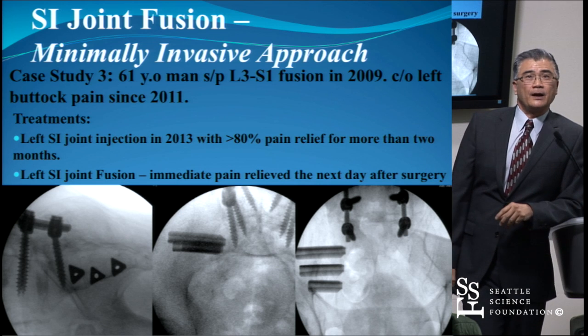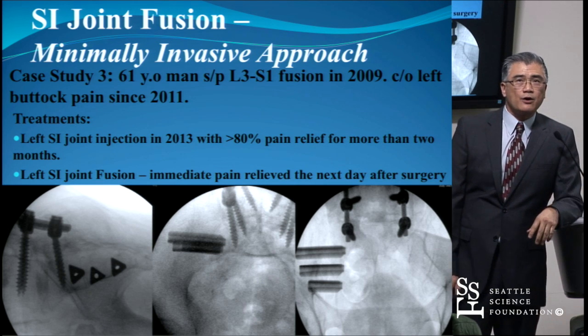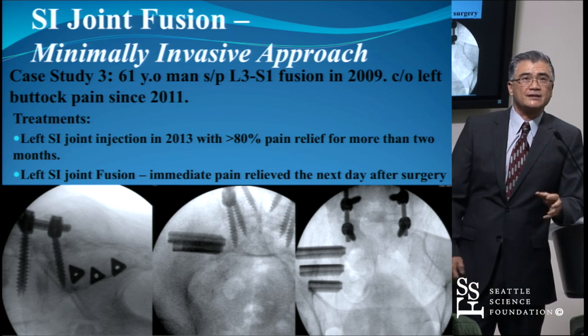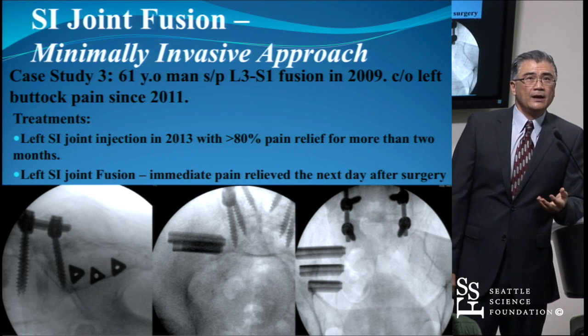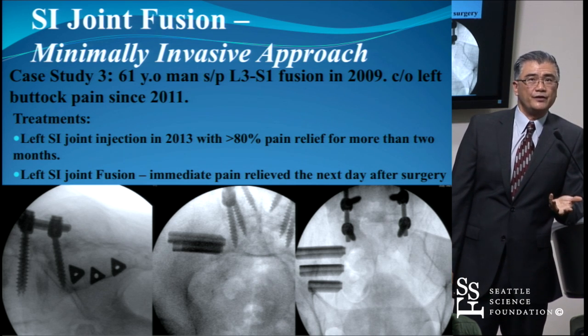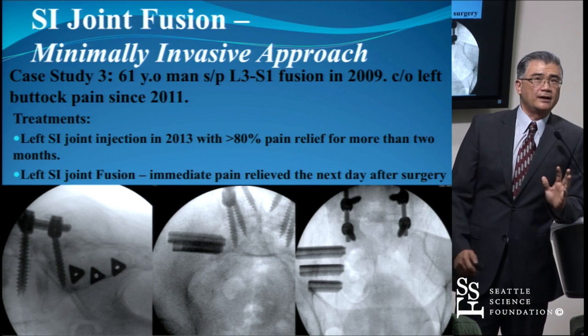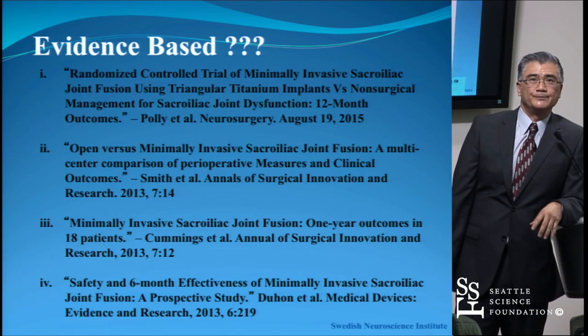And this patient is 61 years old, had a typical L3-S1 fusion and was doing great, and then later developed pain 2 years after the fusion. All the workup showed it was a left-side SI joint problem, and she ended up having the SI joint fusion, and after that the pain got better.